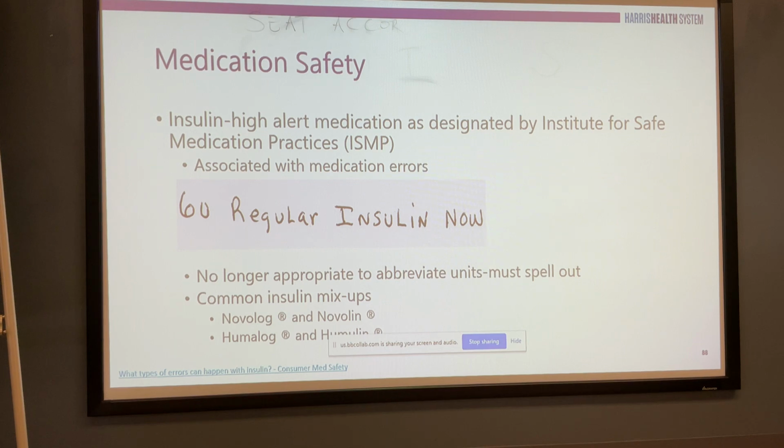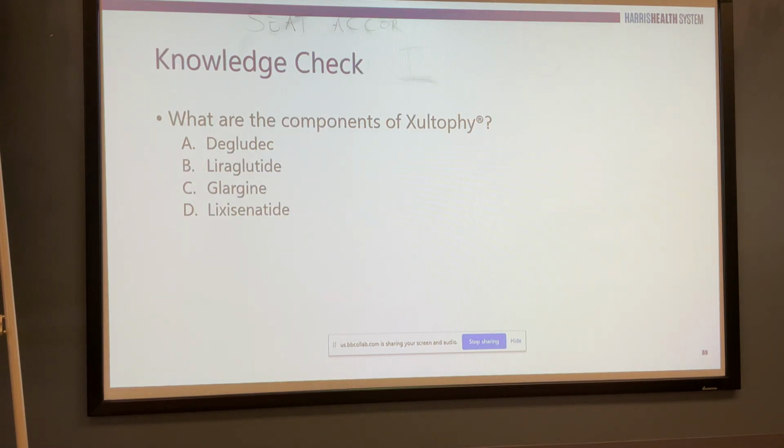Medication safety. So insulin is a high alert medicine. There's a lot of medication errors. Here, I don't know if this is 60 regular insulin now, or 6 units of regular insulin now. So if you ever see an order, it's no longer appropriate to just put U, the provider has to spell out units because there's a lot of dosing errors with insulin, which can be dangerous to the patient. And as we noticed, the names are very similar. So you might have people mixing up Novolog and Novolin or Humalog and Humulin. So it's important as pharmacists that we're able to help providers keep this straight to minimize dosing errors.